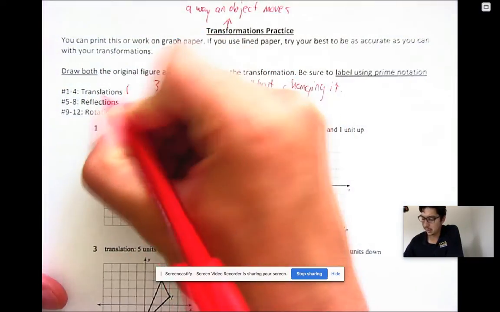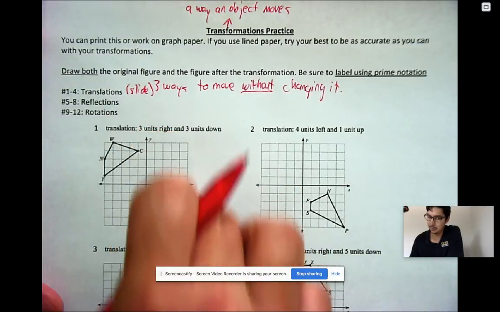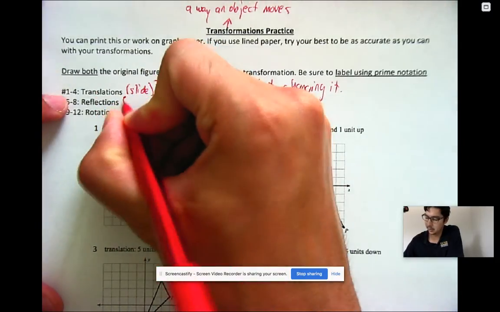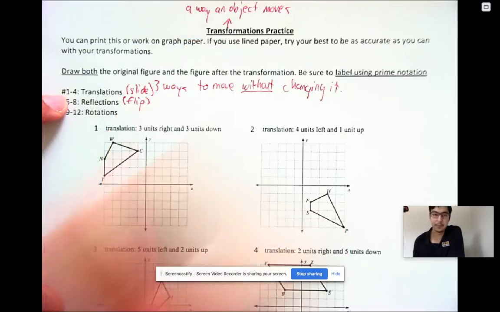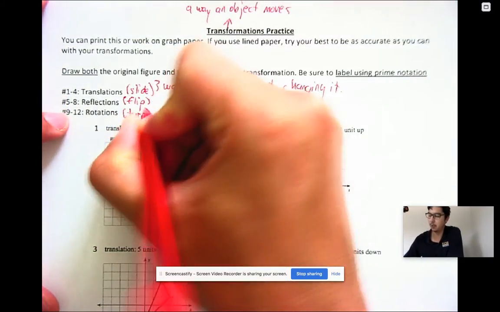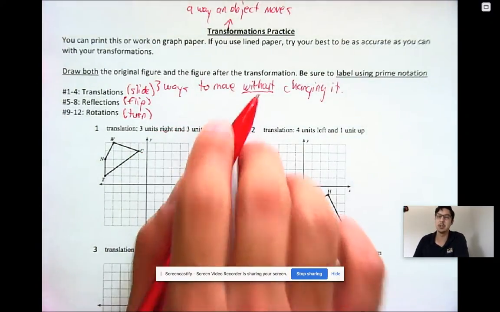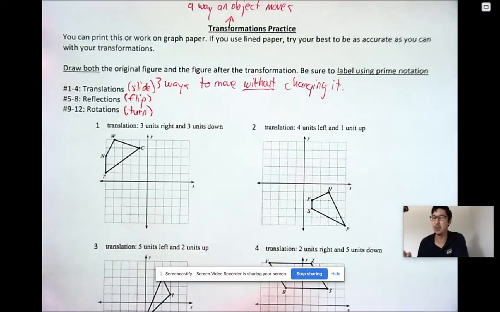Better to understand, a translation is like you can slide an object. So you can take an object and slide it. A reflection is like a mirror where it flips. And a rotation is like a turn. And we're going to go through all three of those today. Now, for all three of these, you move an object and it does not change it. So if your object looks different, you might have messed up.